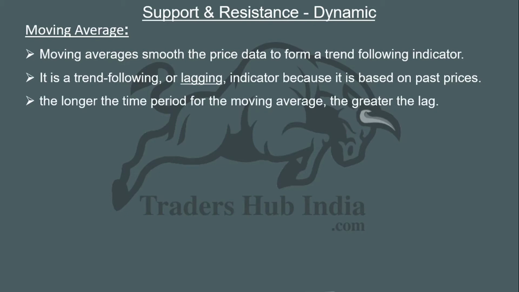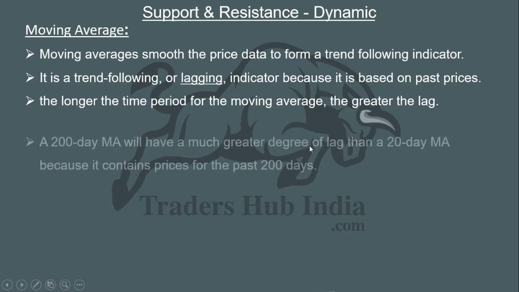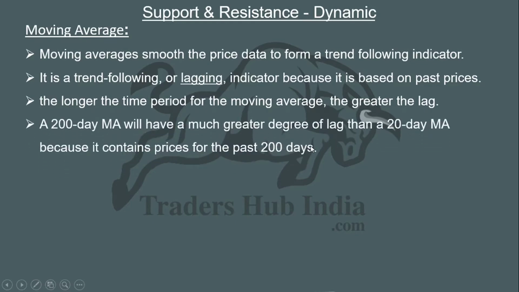Moving averages. What is moving average? Moving averages smooth the price data to form a trend following indicator. It is a lagging indicator because it is based on past price movement. The longer the time period for the moving average, the greater the lag. 200 EMA will have a much greater degree of lag than 20 EMA because it contains price for the past 200 days.